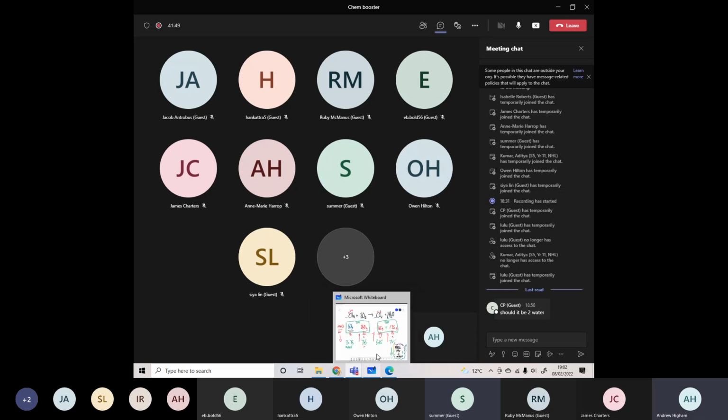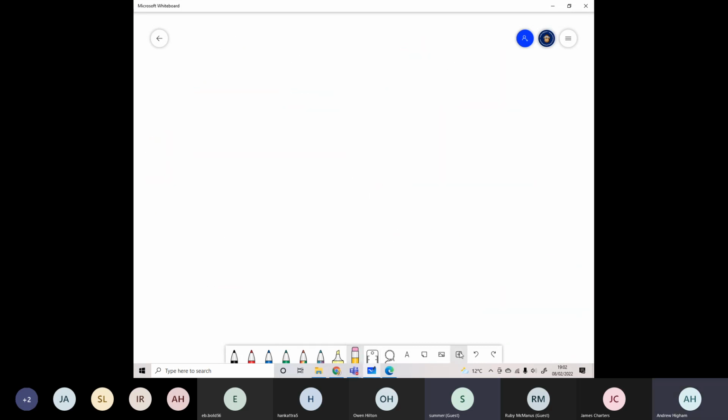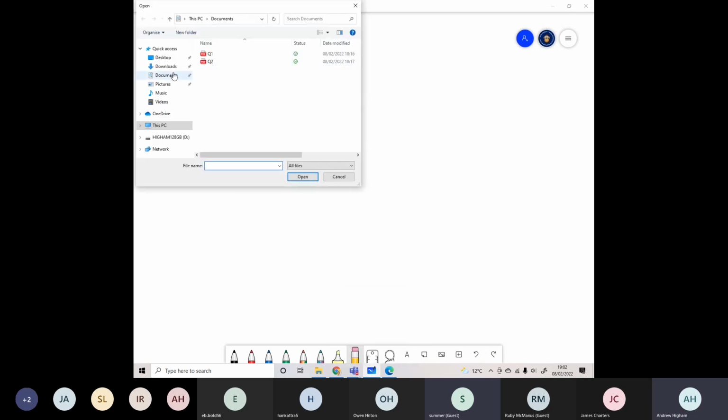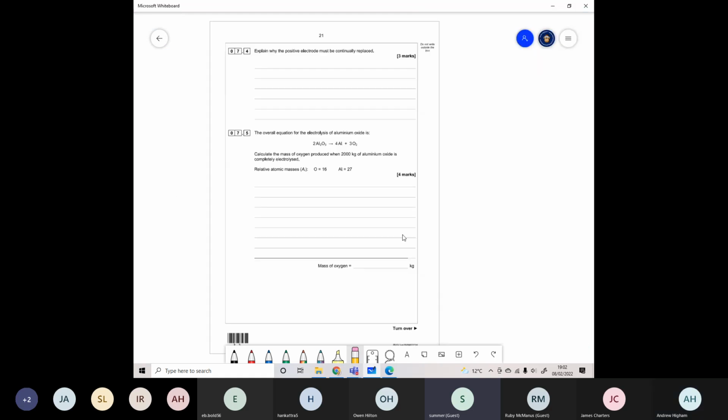So what we could do, I'll try and look at an example from a past paper. Okay, so I'm going to try and insert a PDF here. Let's see if we can get this on the go. I'll show you how we can do it. There's loads of ways you can do these questions. Here we go. I've got question 1. Let's open this up. There we go.